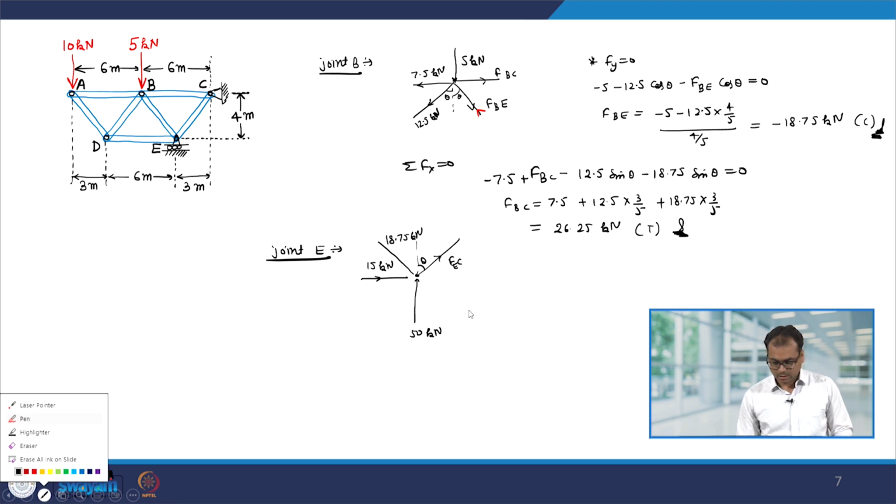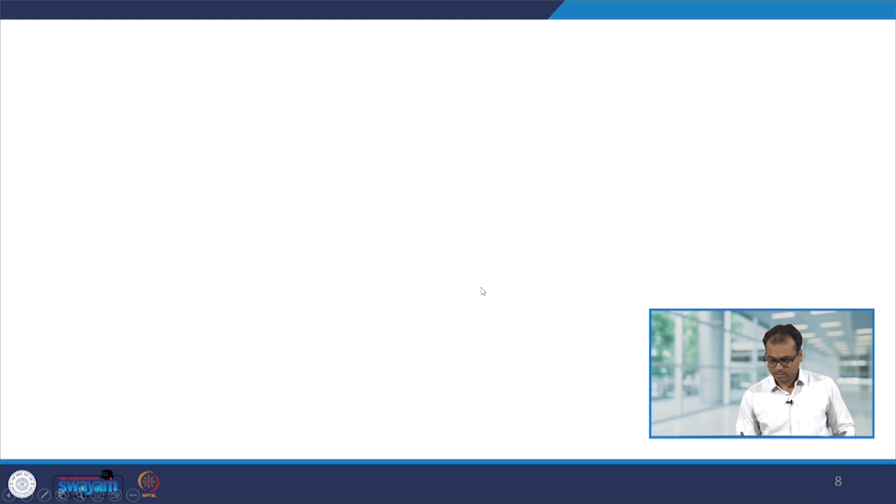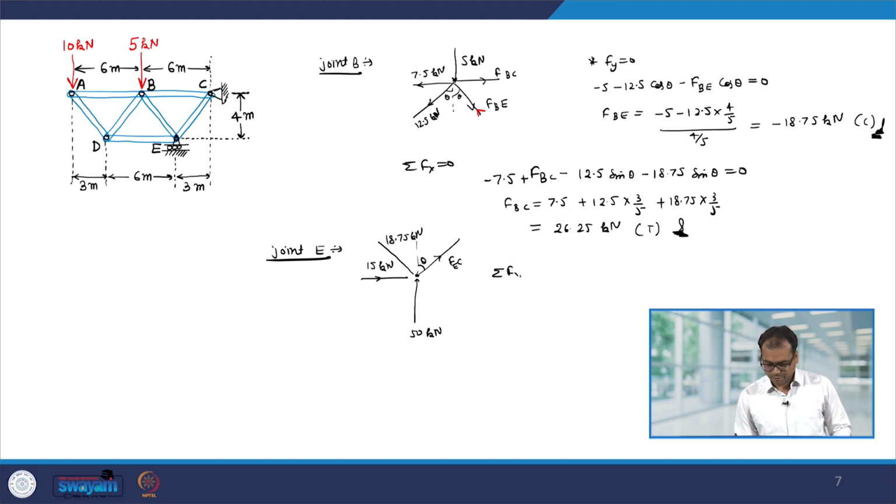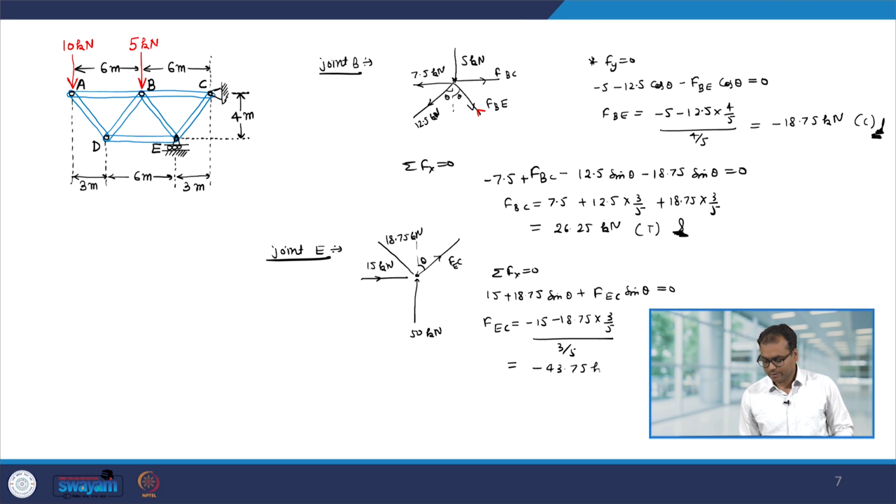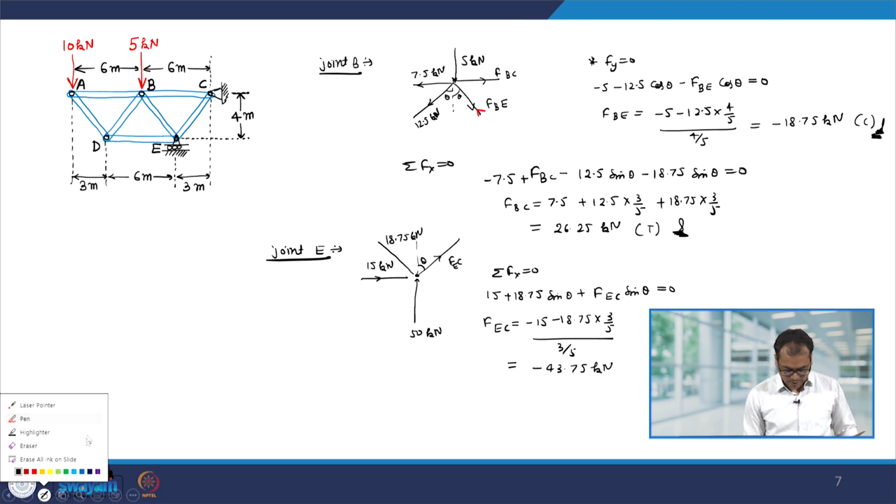So, let us balance the force along the x direction. So, summation Fx equal to 0. So, you have 15 plus 18.75 sin theta plus FEC sin theta equal to 0. So, this gives you FEC equal to minus 15 minus 18.75 into 3 divided by 5 divided by sin theta, which is 3 by 5. This gives you minus 43.75 kilonewton. This means that we have to change the direction of EC.